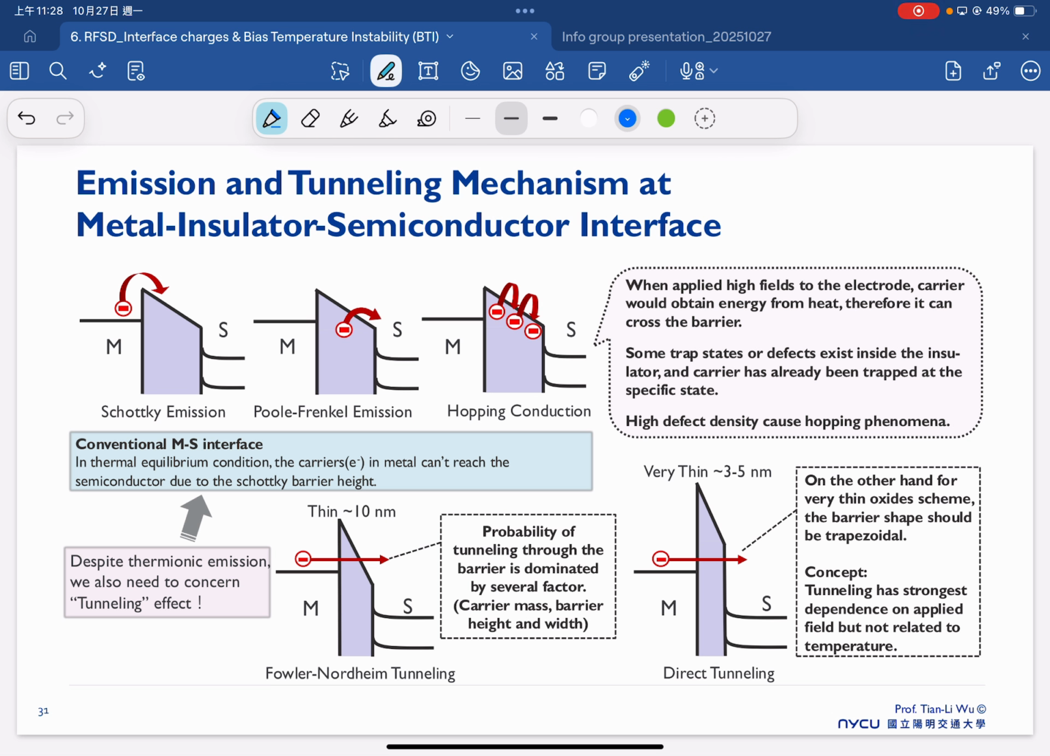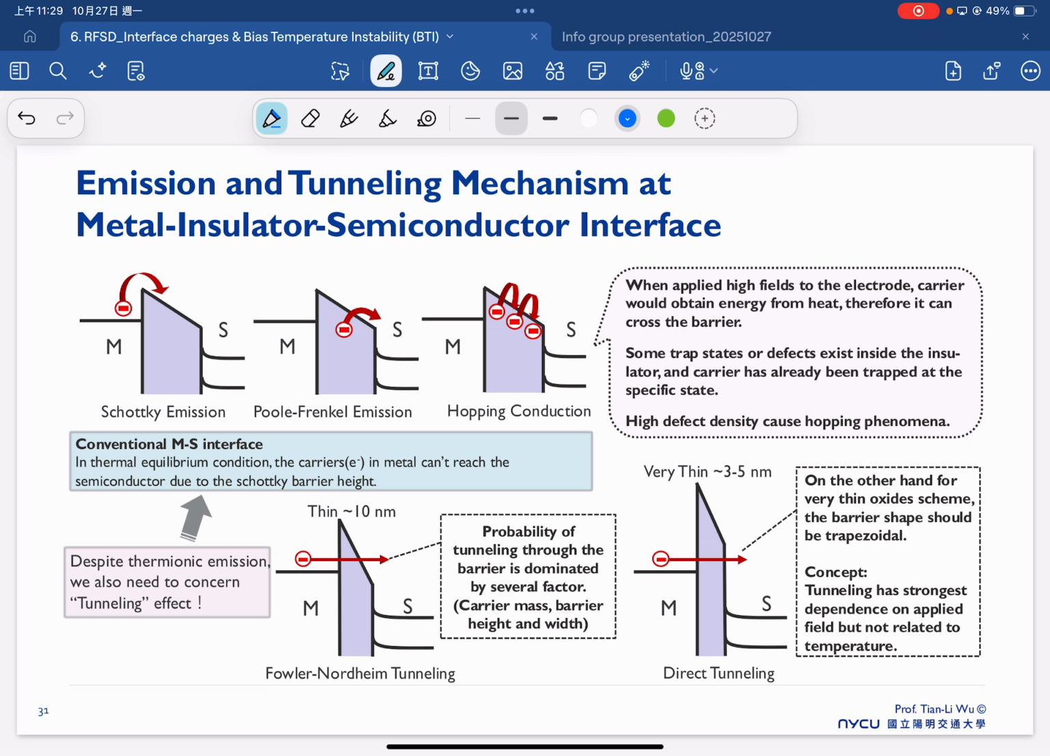Okay, so back to the tunneling mechanism in this MIS interface. This is one of the examples. Actually, this slide was made by a previous student presentation. As I said, my slide is not perfect. There are many pictures from very old literature, and the figure quality is not that good. So you are welcome to revise it and make your own version. This is a very nice version.